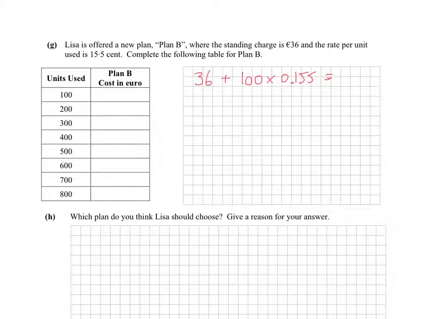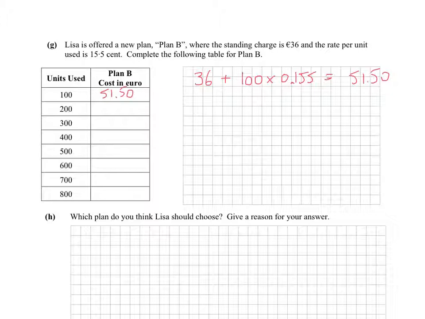So each calculation, I have 36 as the standing charge plus 100 lots of 15.5 cent. Notice that I've converted my price into cent. Since I'm working in euros, I want my answer in euros, so I'm having my unit price in terms of euros. And that as an answer is €51.50. Your calculator would obviously say 51.5, but you need to make sure that you add in the second digit 0, just to put it in money format.